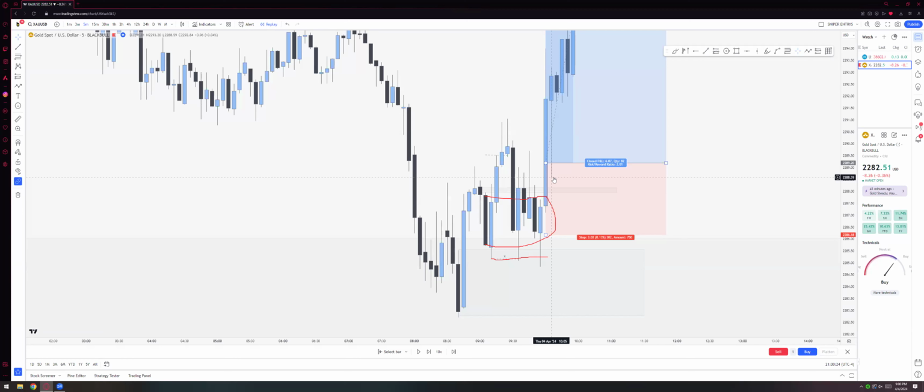I guess what I was playing in my head was if I could engulf this candle with my order block, and if my liquidity could be below my order block. But thanks for clarifying. All right, that's fine.